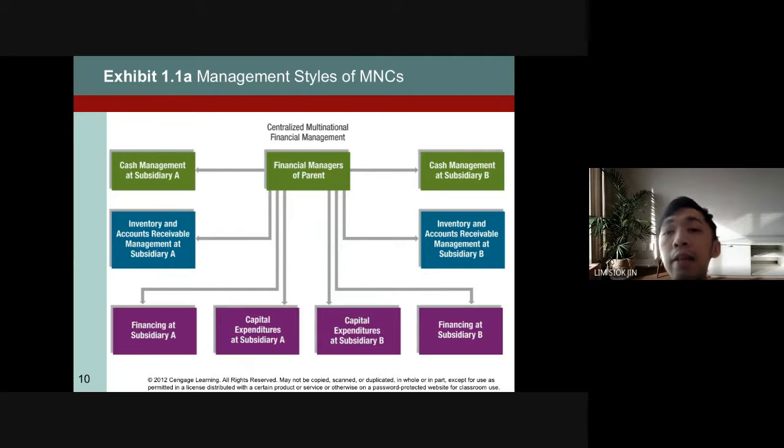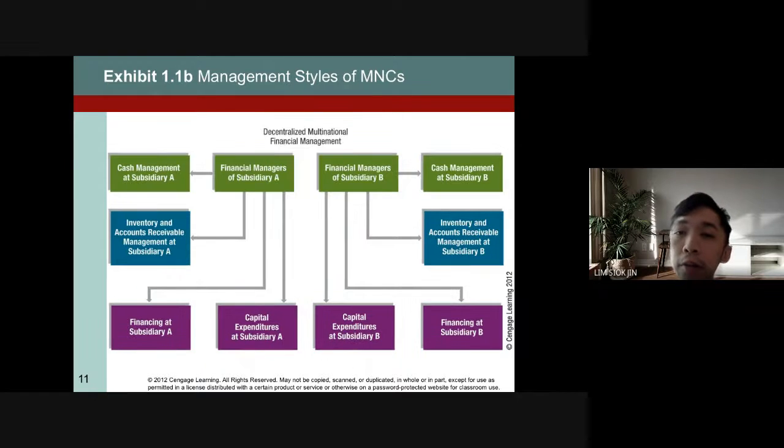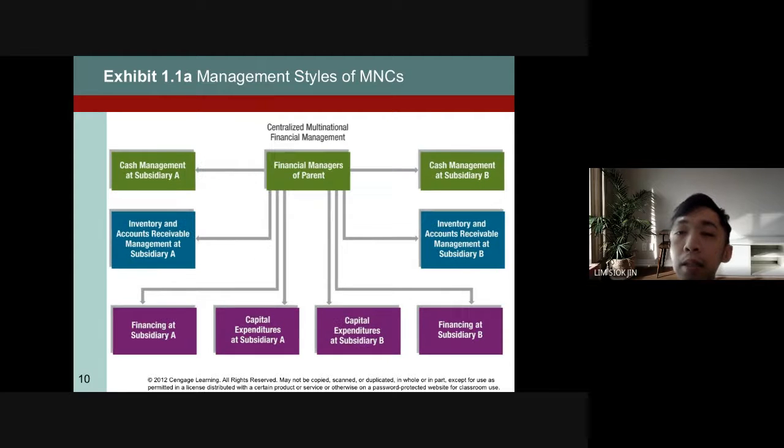This is a centralized MNC financial management. Okay, this is centralized. The next slide that I'm going to show you is called decentralized. Okay, we go on. This is decentralized. This is centralized. Okay, so what is the difference?